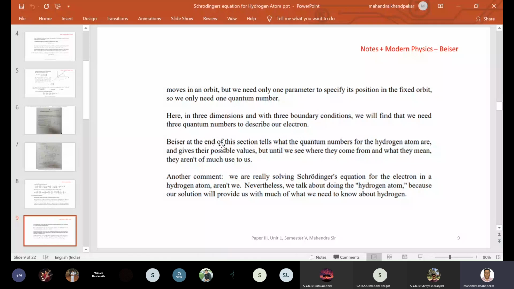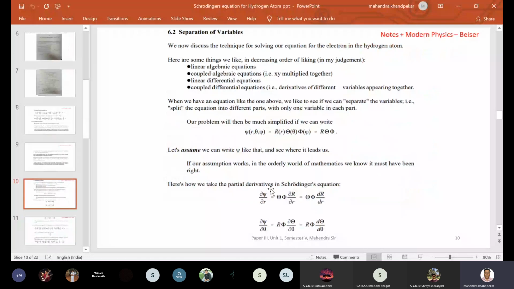So at the end of this section, because this is a note taken from Weiser, Notes plus Modern Physics by Weiser, as prescribed in your syllabus, another comment I would like to give is that we are really solving the Schrodinger equation for the electron in the hydrogen atom. We talk of the hydrogen atom because our solution will provide us with what we need to know, that is, you will know everything about the hydrogen atom. So let us jump to a mathematical technique called separation of variables. We will discuss this technique now.